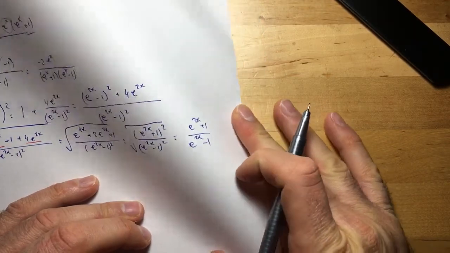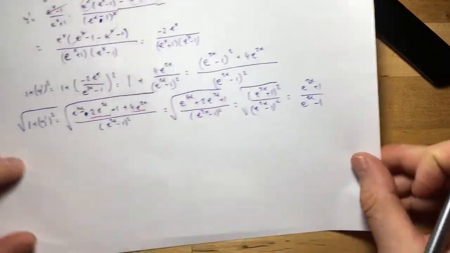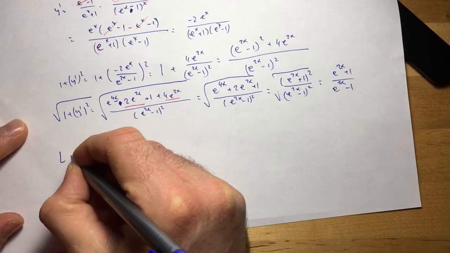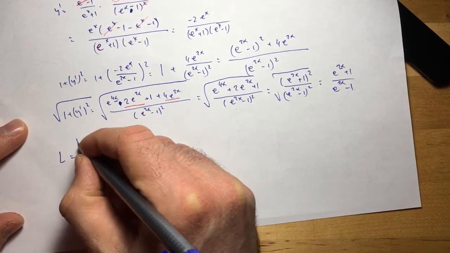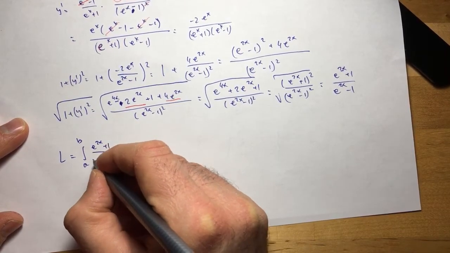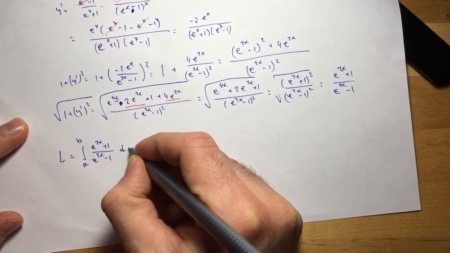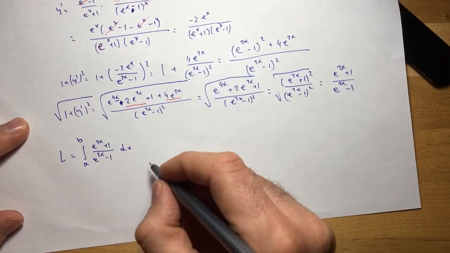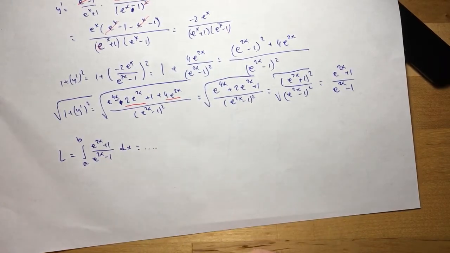Okay, and I will leave this for you to finish. So L is going to be equal to the definite integral from a to b of (e^(2x) + 1)/(e^(2x) - 1) dx. Okay, so we need to solve this.